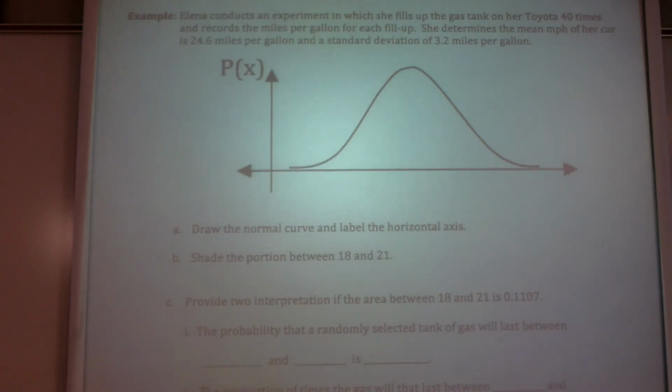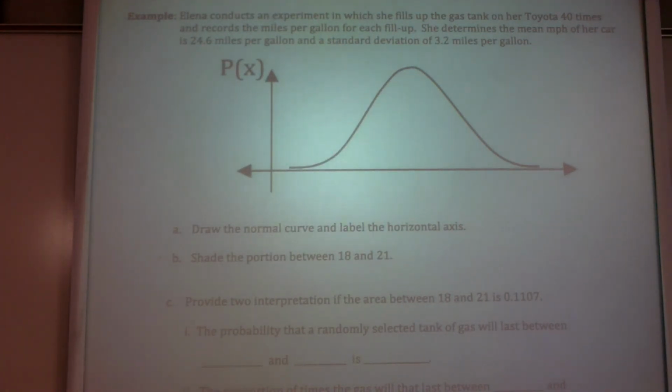Pretty easy. Alright, so Elena conducts an experiment in which she fills up the gas tank of her Toyota 40 times and records the miles per gallon for each fill-up. She determines the mean miles per gallon of her car is 24.6 and the standard deviation is 3.2 miles per gallon. Alright, so what's going on here? We're basically doing miles per gallon, right? We're looking at her gas mileage.